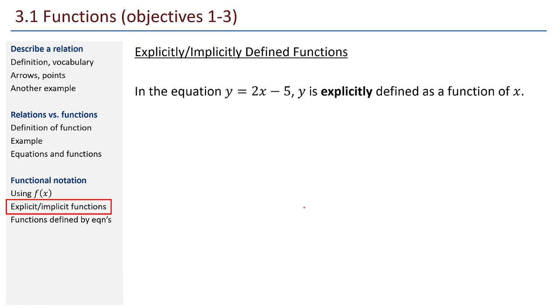Alright, how about explicitly defined and implicitly defined functions? Here's an example of an explicitly defined function. Consider this equation. In the equation y equals 2x minus 5, y is explicitly defined as a function of x. And the big key is that y appears by itself on one side of the equation. Y is a function of x.